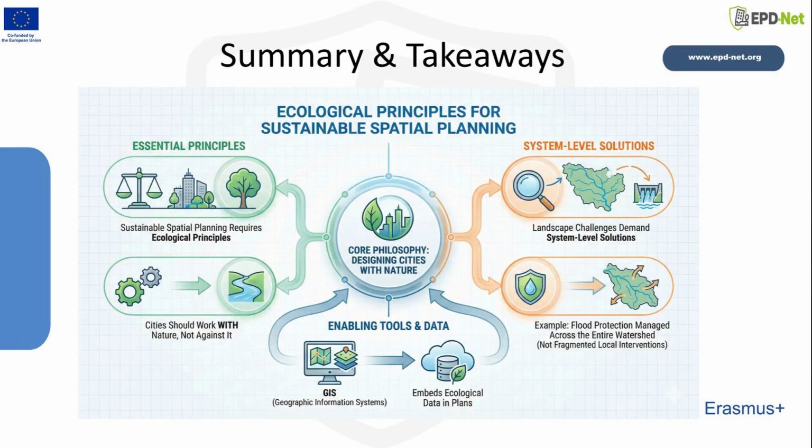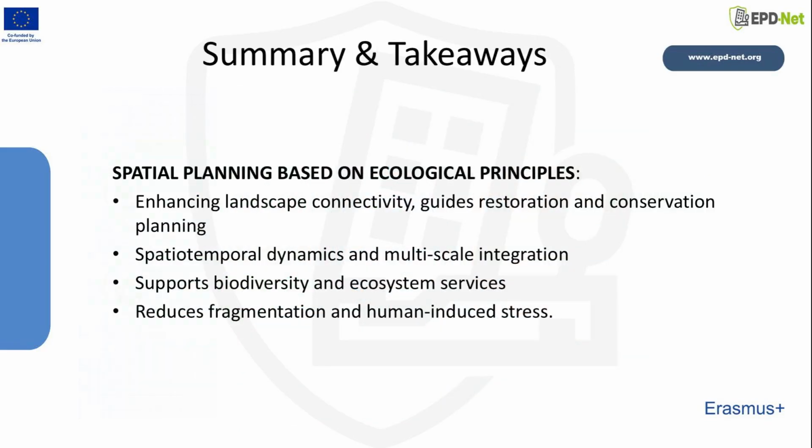Addressing landscape challenges at the scale of entire systems, such as whole watersheds, is key to long-term effectiveness, while tools like GIS allow us to translate ecological data into practical, evidence-based planning decisions. Together, these approaches help bridge the gap between environmental science and real-world development. Spatial planning, based on the principles of landscape ecology, aims to maintain biodiversity and ecosystem stability. It offers nature-based solutions by combining ecological thresholds with landscape connectivity to ensure ecosystems remain functional and resilient.